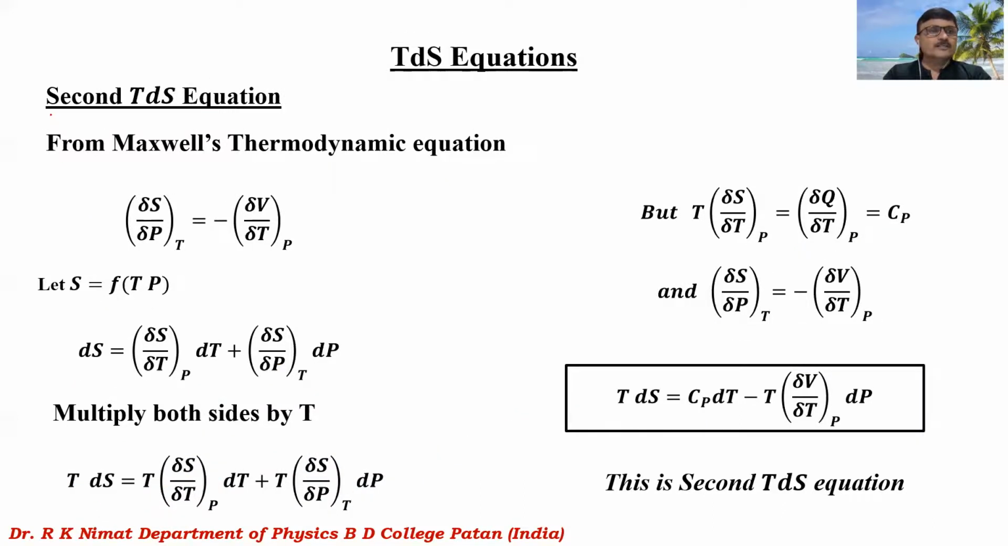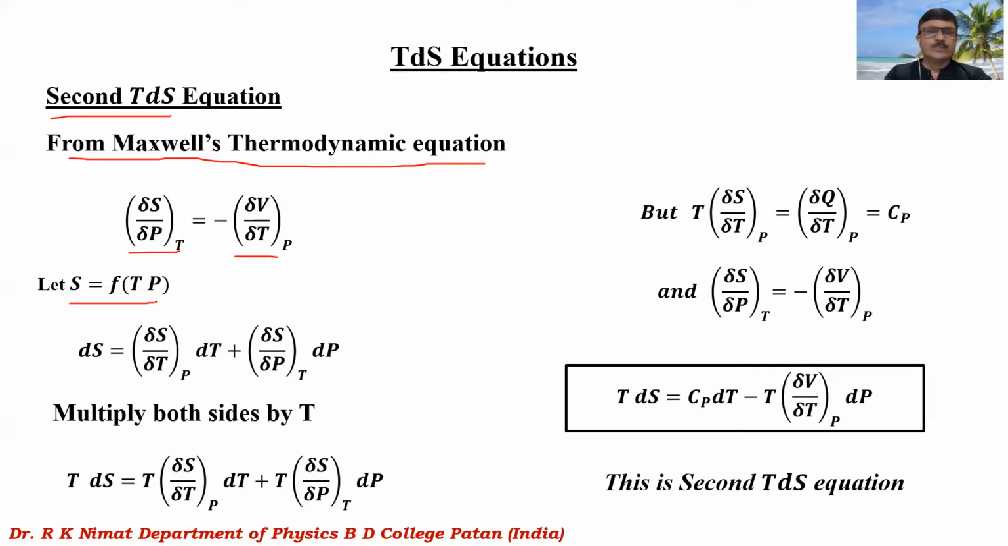Now the second TdS equation can be derived again by using Maxwell's thermodynamic equation, and that equation is derived from the thermodynamic potential called Gibbs free energy or Gibbs function G. That thermodynamic equation is delta S by delta P at constant T is equal to minus delta V by delta T at constant P. Again here we assume that the entropy is a function of two independent variables, temperature and pressure.